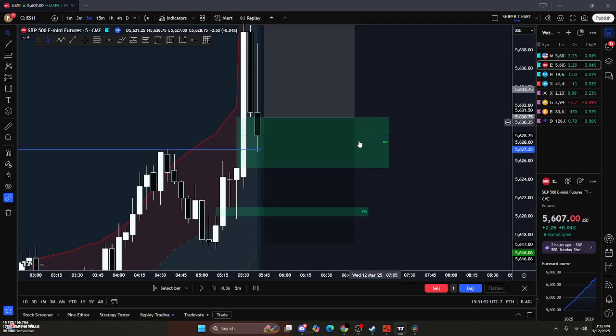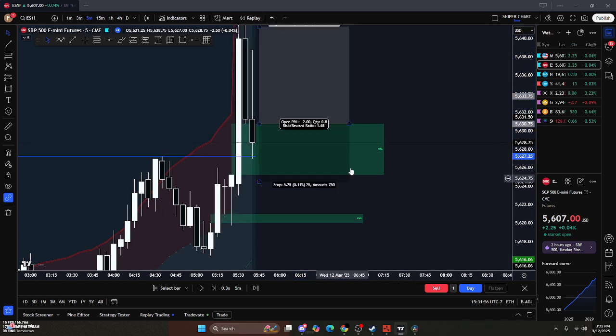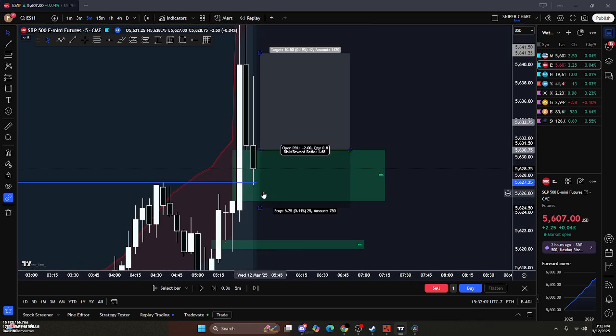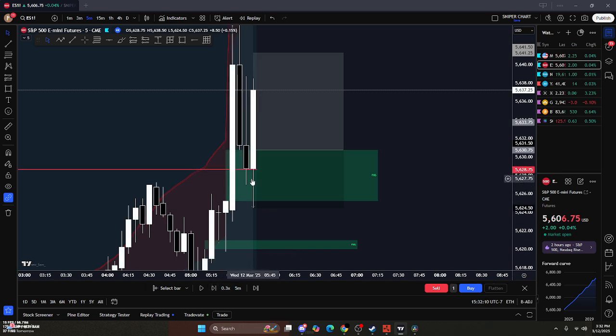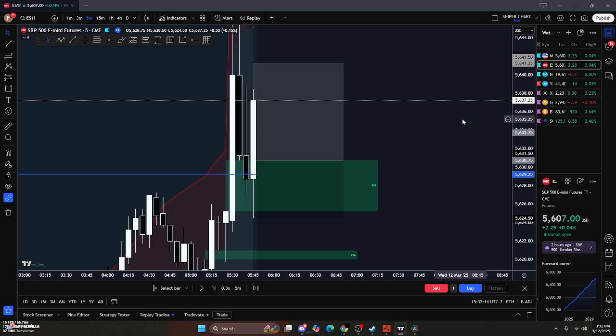And see where it goes. Doesn't matter the size of the fair value gap. This is a good fair value gap. This is a good fair value gap. So I'm like, all right, it closed in it. Let's see the next candle. Long body wick. Long body wick.